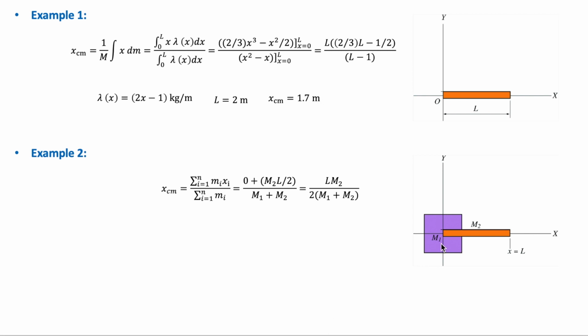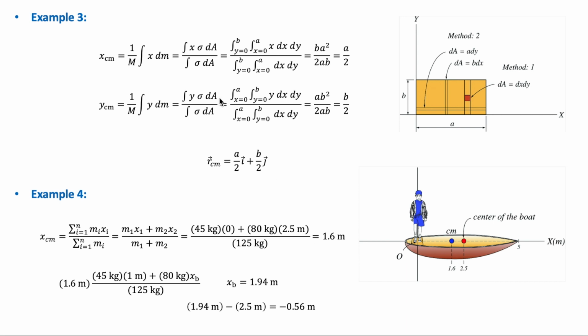So for the second example, we have a uniform square sheet suspended by a uniform rod, and they both lie in the same plane, and we want to find the center of mass of the system. And so because the sheet and the rod are both homogeneous, the center of mass of each is at its geometric center. So the center of mass of the sheet is at the origin, and the center of mass of the rod is at L over 2. So we substitute for them as two particle masses, and we get the center of mass of the system.